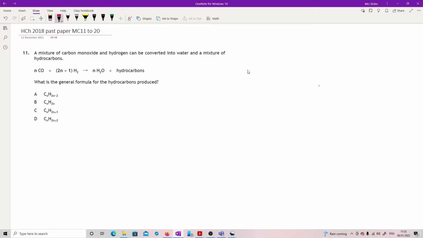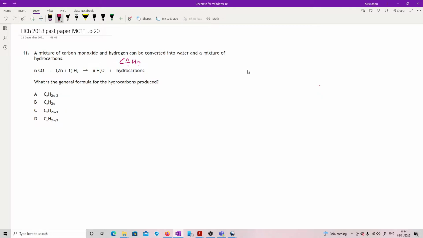Okay, so nCO plus (2n+1)H2 goes to nH2O plus hydrocarbons. What is the general formula for the hydrocarbons produced? So I'm looking for what this bit is, my C what to H what. And I know it's been given various options, and I've actually been told that it's CnH. And then I'm looking for my H.